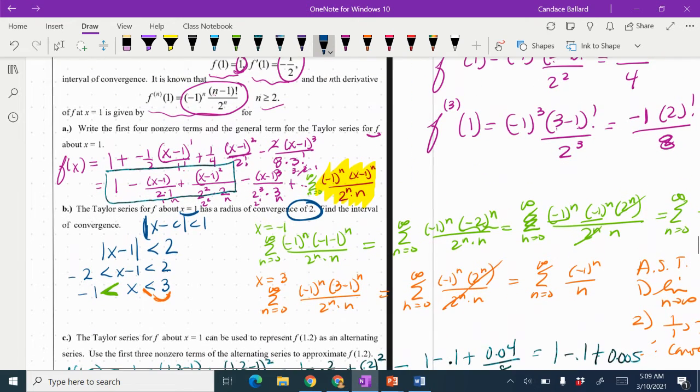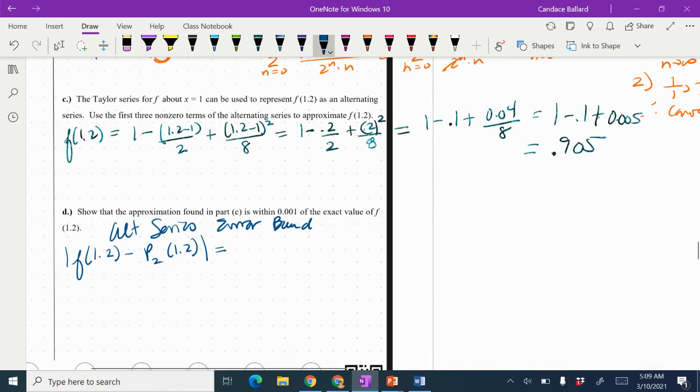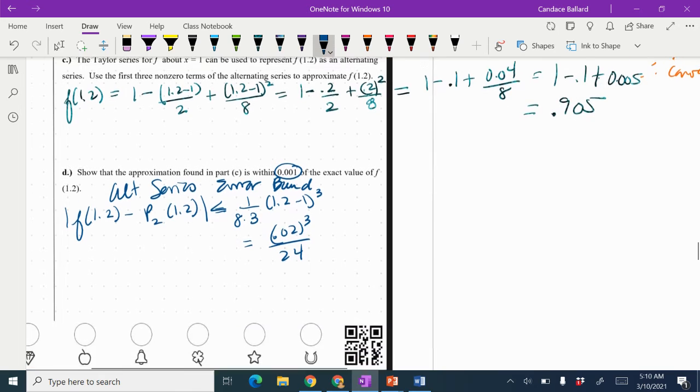Well, let's look at what we were given. The next missing term would be this, and I don't need to worry about the sign in front. I'm just going to look at that term and plug in the 1.2 into it. So we know that this would be less than or equal to 1 over 8 times 3 times (1.2 minus 1) cubed. So that equals 0.02 cubed over 24. But I'm supposed to be showing that it's less than this, so we're just going to do some fancy arithmetic.